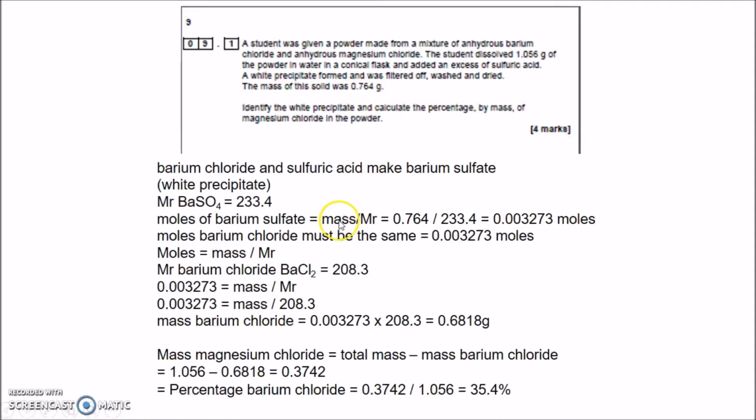It wants me to do a percentage now. So I've got 0.3742 grams of magnesium chloride in a total mass in the mixture of 1.056. So I divide the smaller by the larger, multiply by 100%, 35.4%.